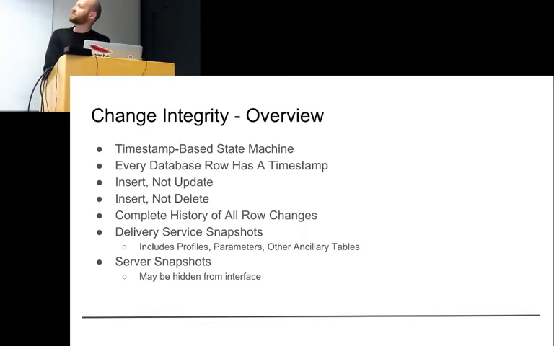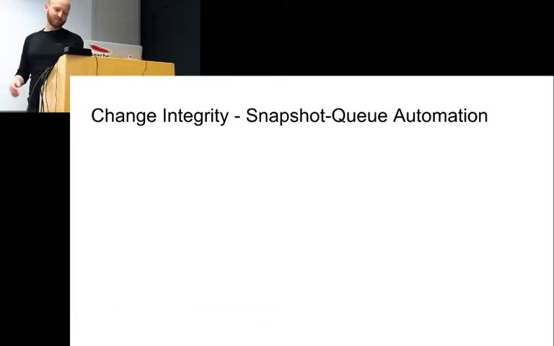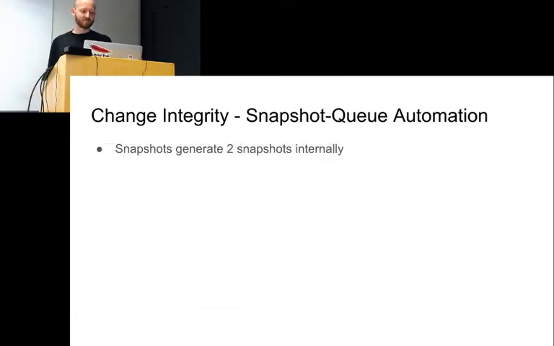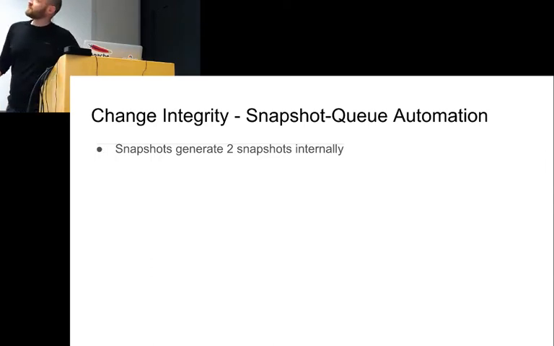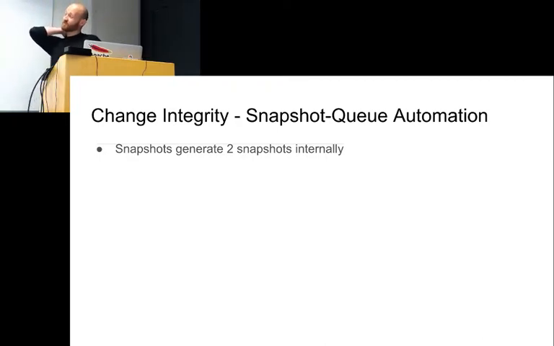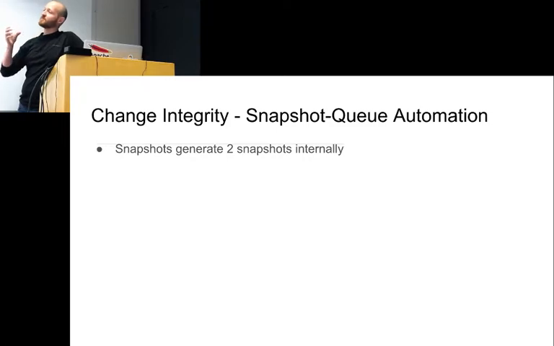So talking about the actual snapshot queue automation, I think this is the algorithmically hard problem. The snapshot queue automation is the central difficult problem of change integrity and all of this timestamp stuff. How that's working: snapshots, especially for servers, and I believe also for delivery services, will actually generate two snapshots in that database. That table I was talking about for delivery service or server snapshots, there will actually be two generated. And the reason for that is additions and subtractions, right?